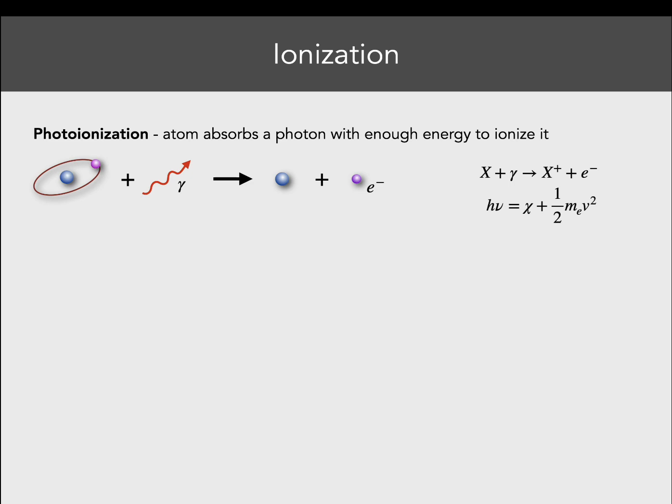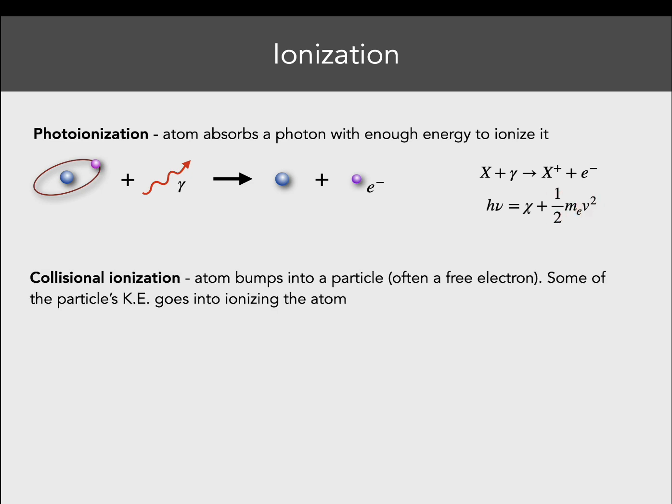Energetically, it looks like this. If this is the energy of the photon that comes along, that total energy of the photon is going to be shared between what it takes to rip the electron off of the atom, that's the ionization potential, and whatever energy is left over will go into the kinetic energy of the free electron.